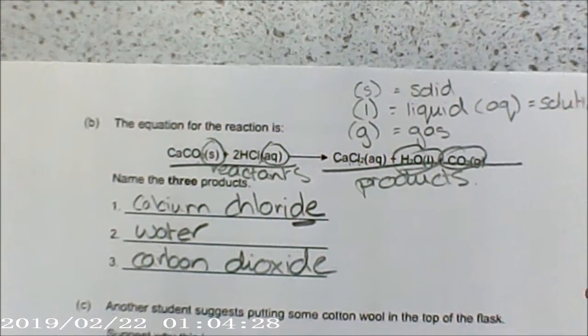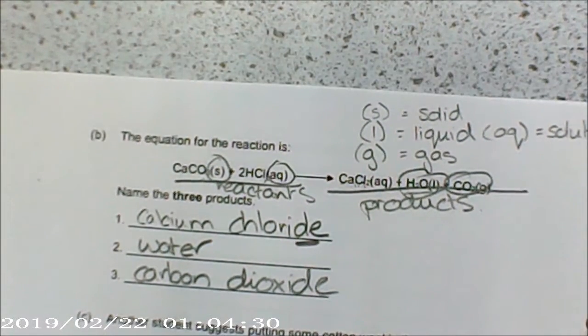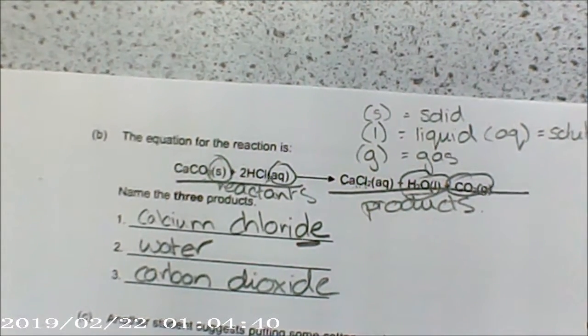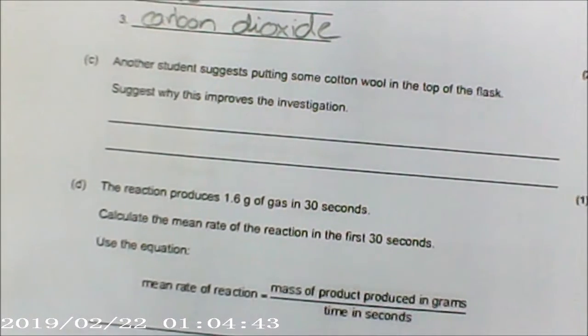Okay, so that was worth 2 marks. So if you get all 3 of them, then that is going to be worth the 2 marks. If you get 2 correct, it's 1 mark. If you get 1 or none, then that will be 0 marks.